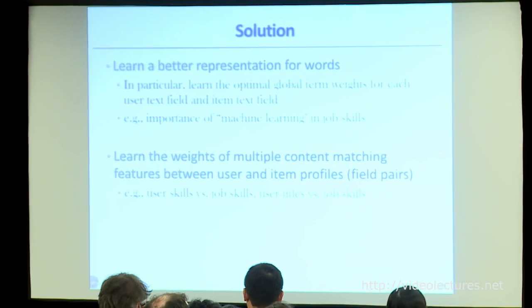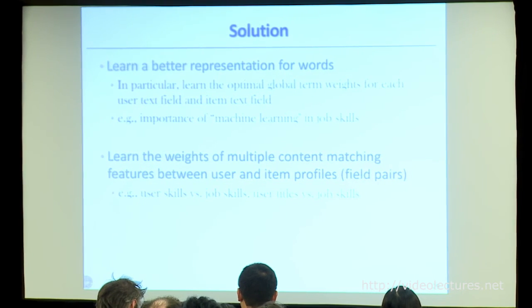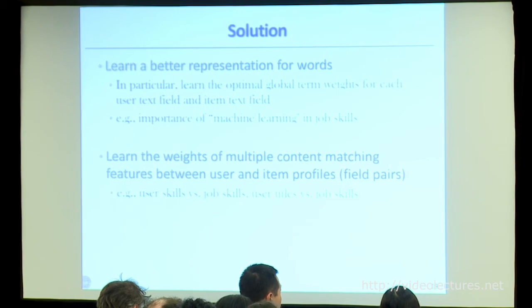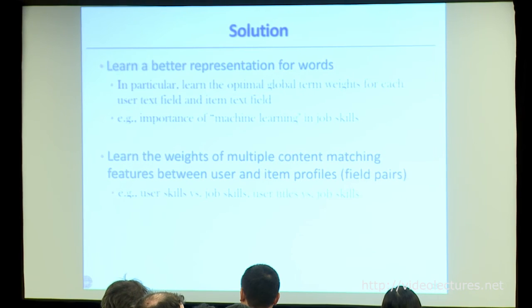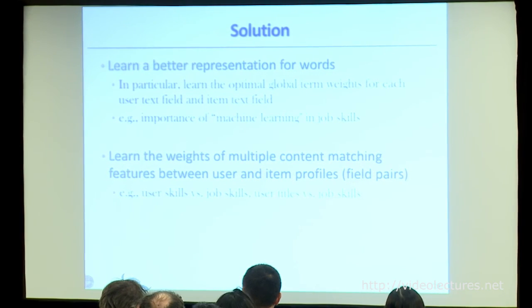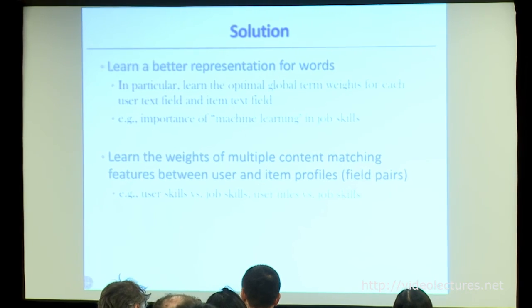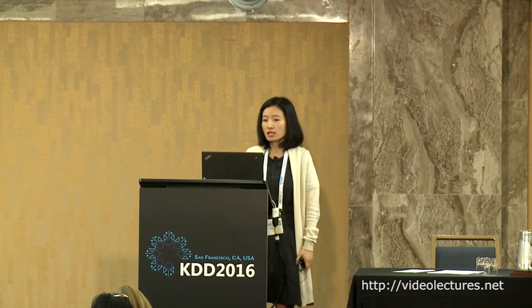So then what should be the solution? Our idea is that we should use the data to automatically learn a better representation for each word. That's the first thing we need to do. And second, in terms of doing the field match, we also need to know which pair of fields in the job and the user are more important in deciding this recommendation task, right? So in order to do this, we now propose a two-layer score function.